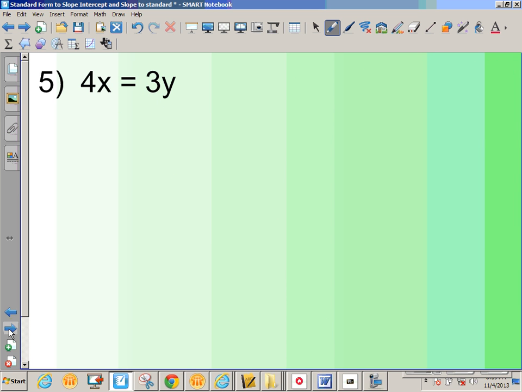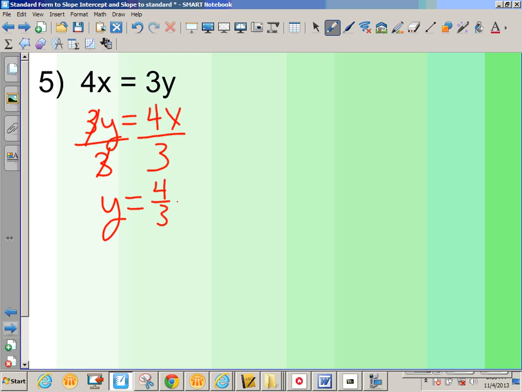Oh, there is one more on this, and all I would say on this problem is just flip-flop these since I know that I'm solving for y, and we'll just divide through by 3. So your final answer, y is equal to 4/3 x. Easiest way to get there.